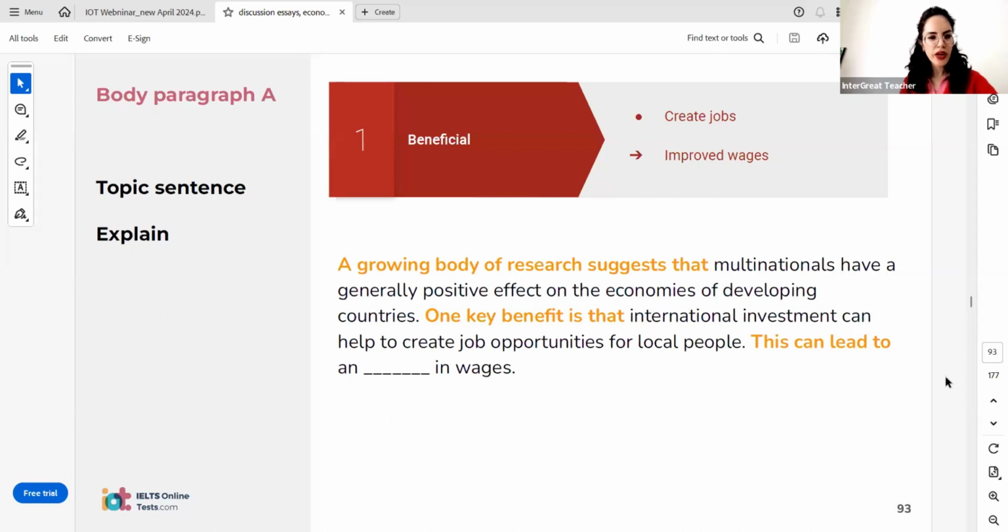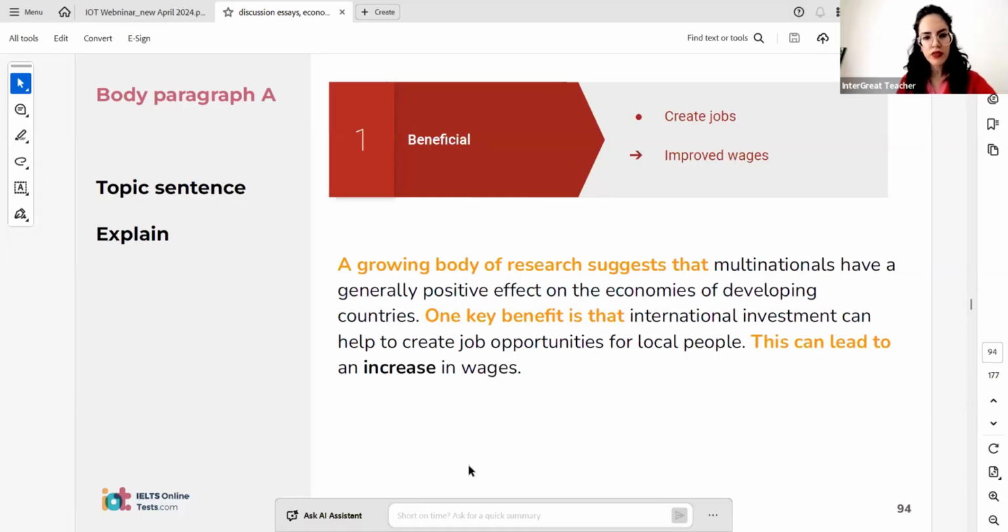To an what in wages? I need a noun that starts with a vowel sound. That's why I have an. We cannot say an extra because extra is an adjective. Very good. Everybody guessed. An increase in wages. Wage means your salary, your weekly income. There are differences between salary, income, and wage, but wage is the money you get when you work. Let's put it that way. Okay.